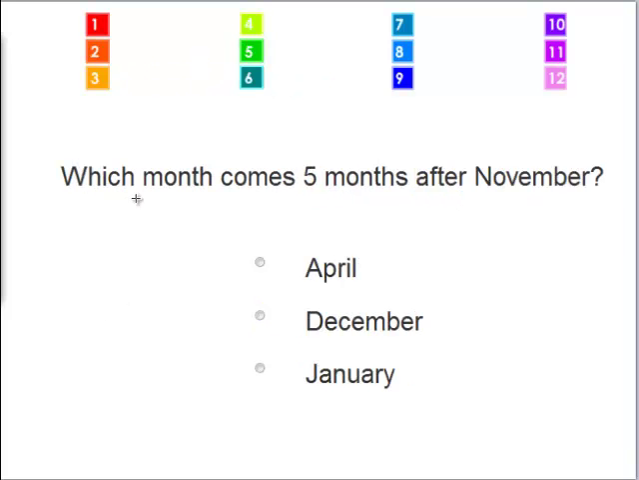And our last problem, which month comes 5 months after November? Now, if you remember, November comes right before December. And December is the 12th, so the 11th would be November. And now let's count 5 more months. 1 is December, 2 is January, 3 is February, 4 is March, and 5 is April.